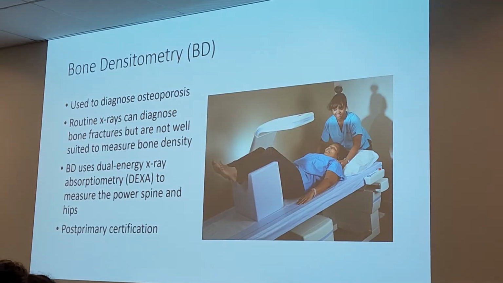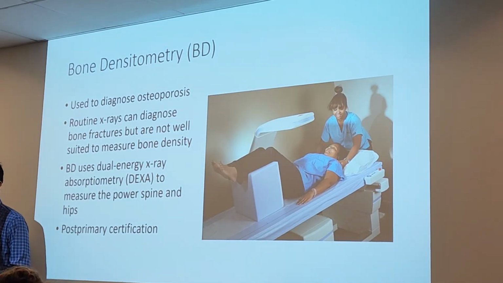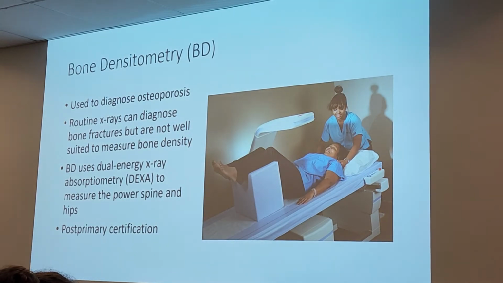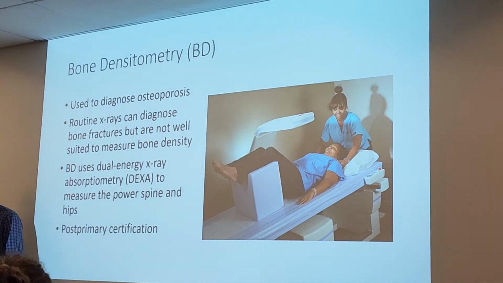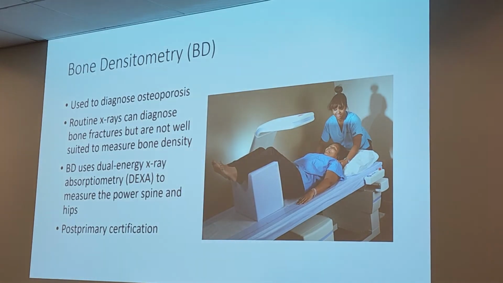Okay. Bone densitometry. If you rotate through LBJ during your clinical rotations, you may see bone densitometry. This is used to diagnose osteoporosis, right? A loss of bone mass. So, regular X-rays, we can see fractures. We can see when the bone breaks. But regular X-rays are not very good at telling what the quality of the bone is. Is the bone in a healthy state or not?